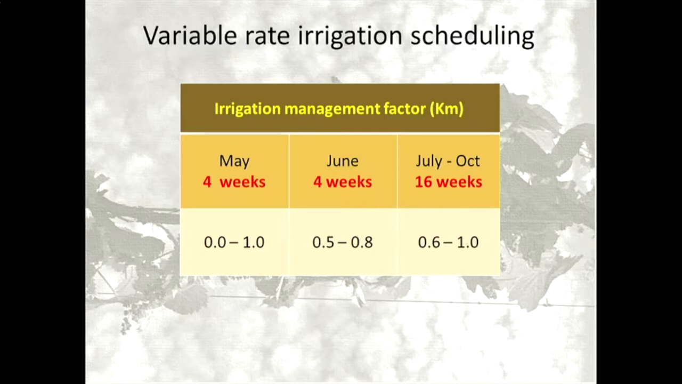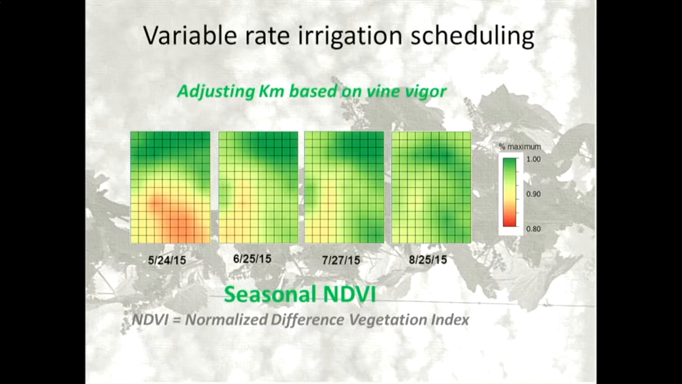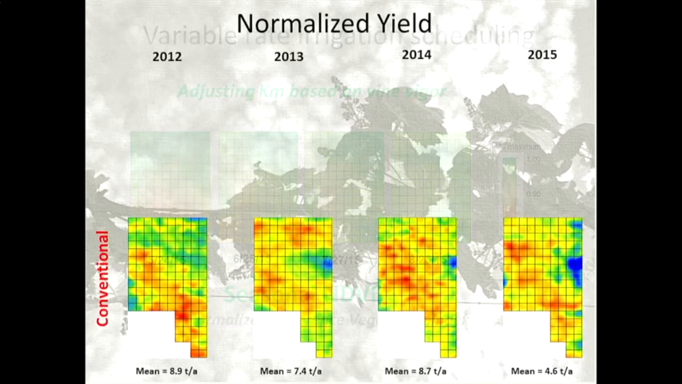In June, when we want to start introducing the deficit. And then July through October, some of them more stressed than others, some not stressed at all. This is a change in NDVI as we go from the early season into the mid-season. This is as percent maximum, so it's a fairly small scale that we're talking about. And you can see the overall patterns in vine vigor are reduced as we go through the season.